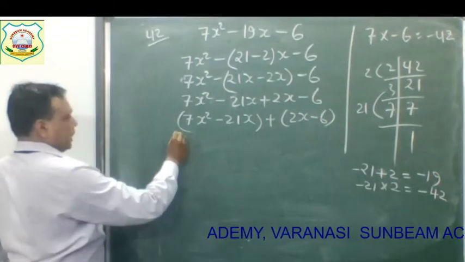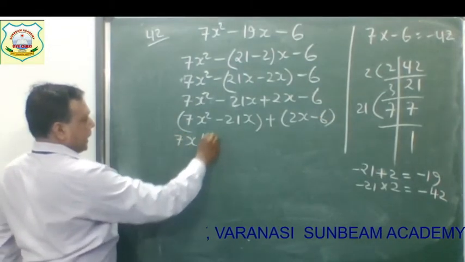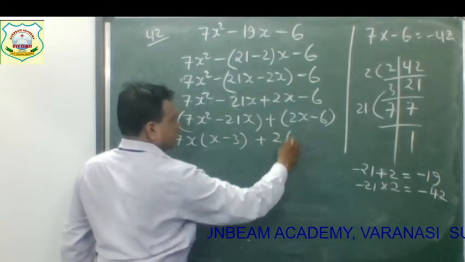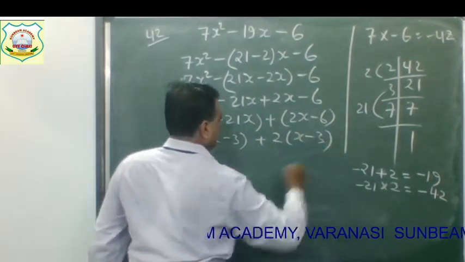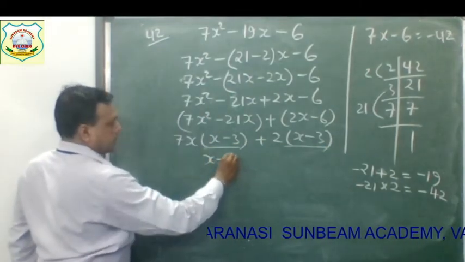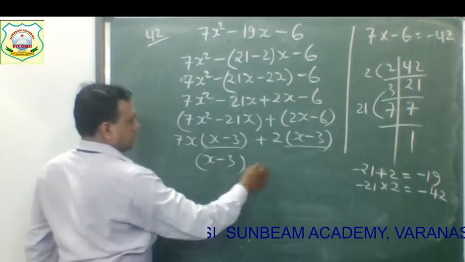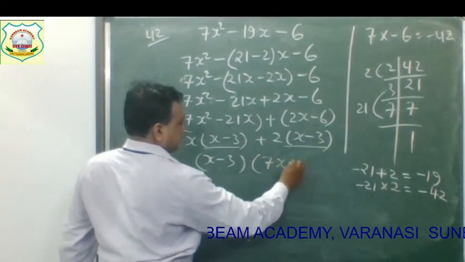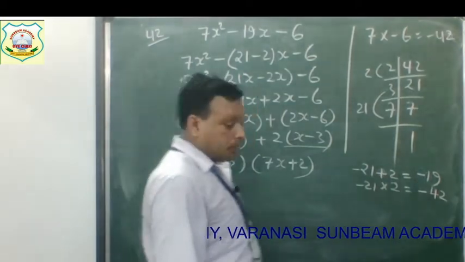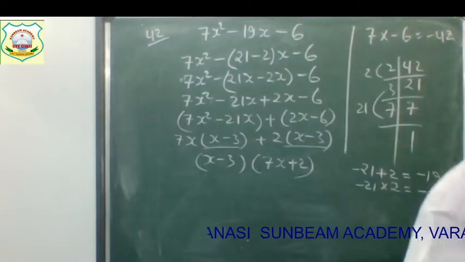Now students, plus 2x minus 6. Here 7x is common, so x minus 3 will come. Plus 2 is common here, so x minus 3. What is common here? x minus 3. We will write here x minus 3 and 7x plus 2. It will be your answer, students. Now question number 42 is complete.